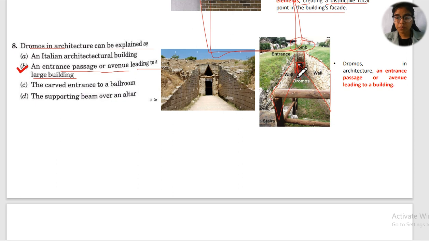This is your entrance, but this whole setup is known as your dromos. It is an entrance passage, this whole passage from here to here. This whole entrance passage or avenue takes you towards any large building or structure. Suppose this path is taking you towards a stone structure, so this part is known as your dromos.